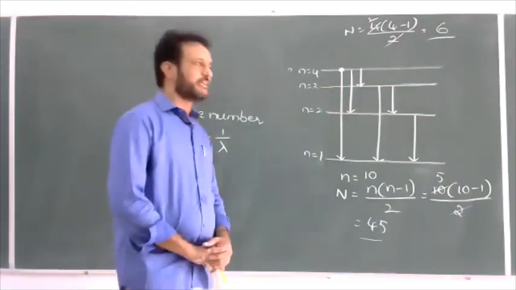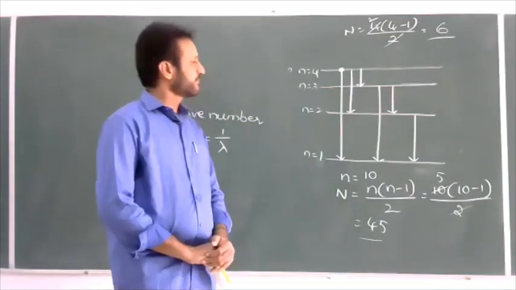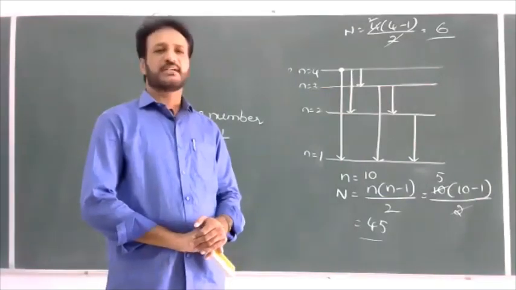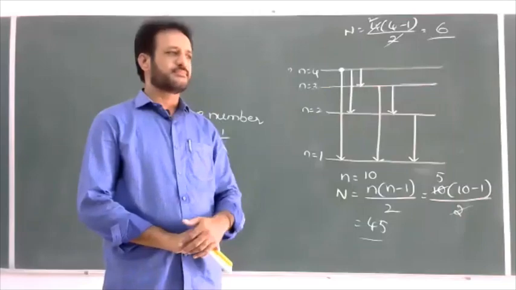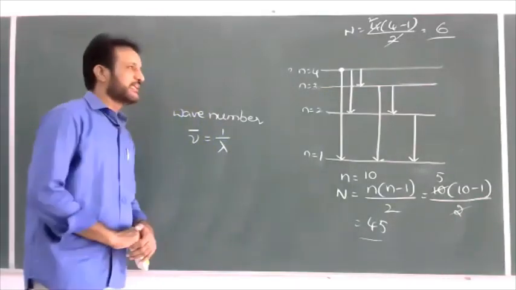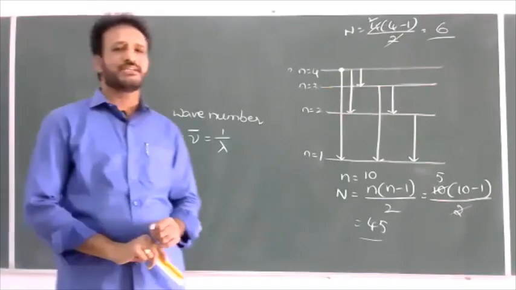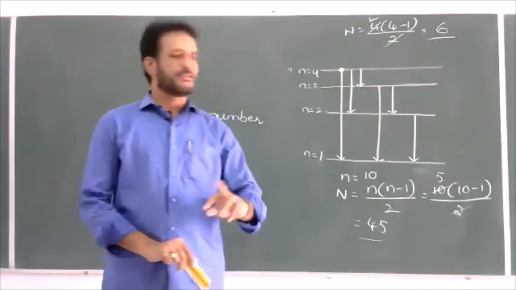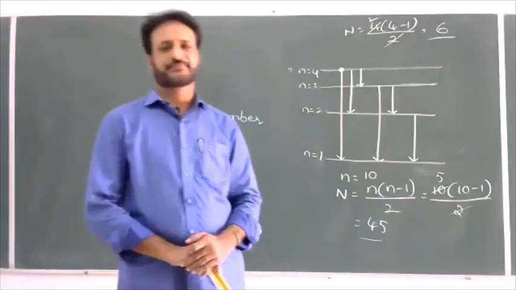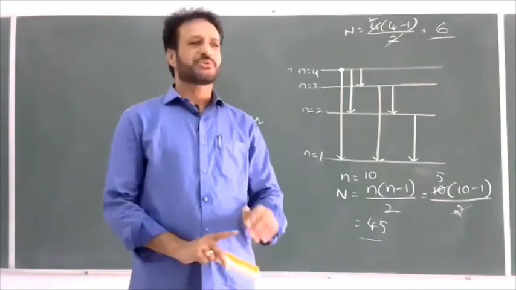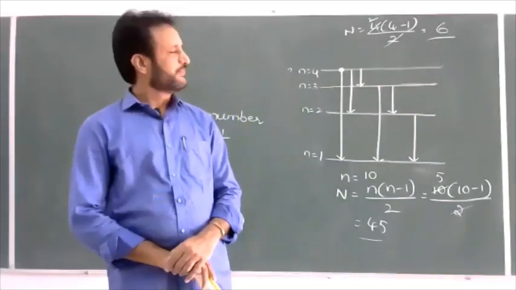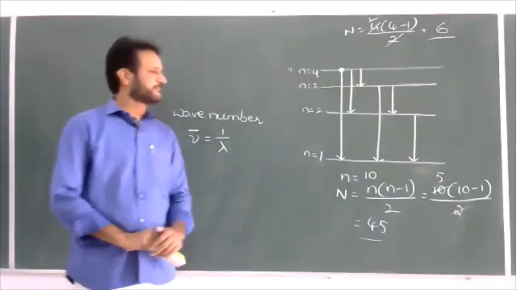It emits energy in the form of electromagnetic radiation, or simply a photon. In brackets, you can write photon. This is called a spectral line.